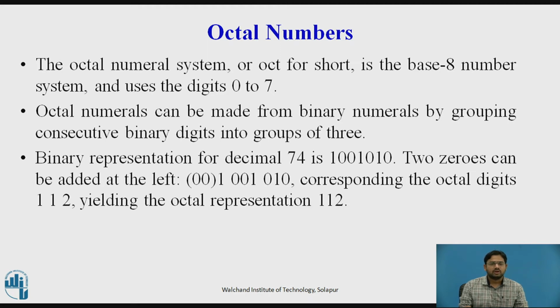So for example, 74 is a decimal number, which can be represented in binary. You start grouping from the right hand side. So 010 is one group, then 001 is one group, and only one binary bit is remaining, so you can append extra zeros here. Now you can convert this into the equivalent octal number. It is 1 1 2. So the octal number for this binary number is 112.